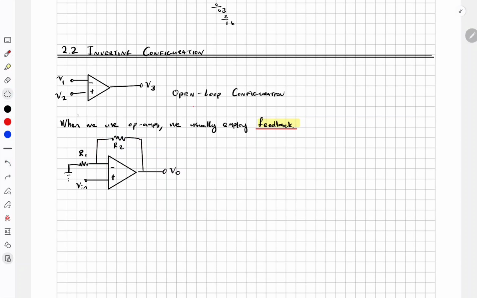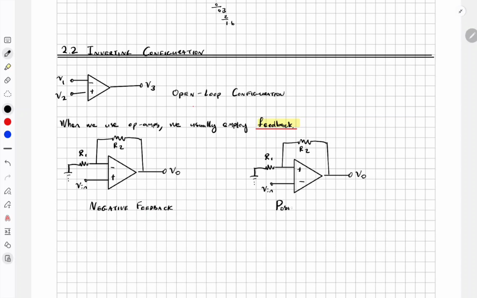Now I'm going to copy this circuit and reuse the same circuit, but make one modification. Let's flip the op amp upside down. So now the plus is on top and the minus on the bottom. This is another type of feedback. In fact, we have a name for this. The left side is called negative feedback, and the right side is called positive feedback.